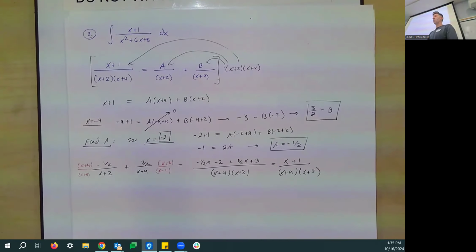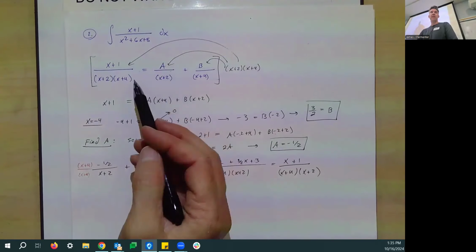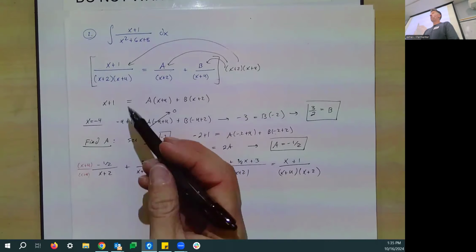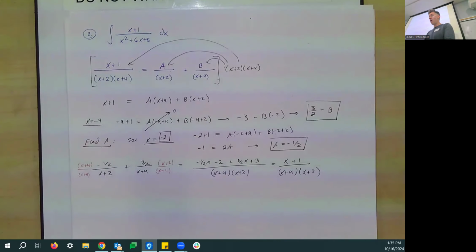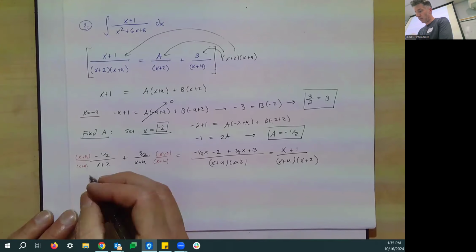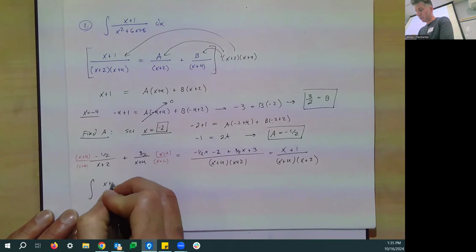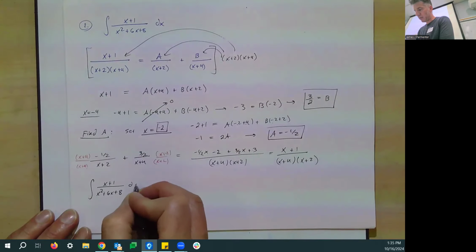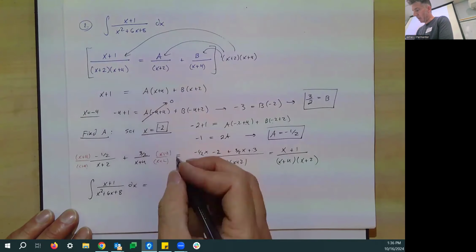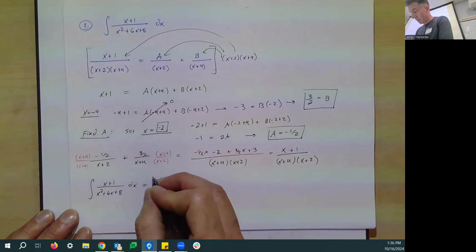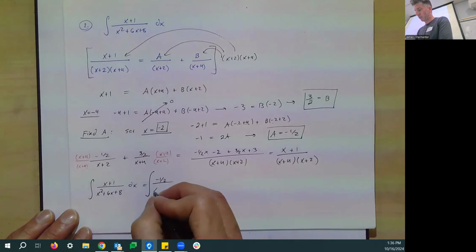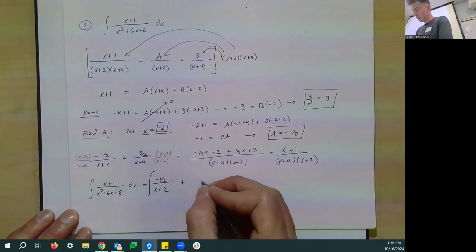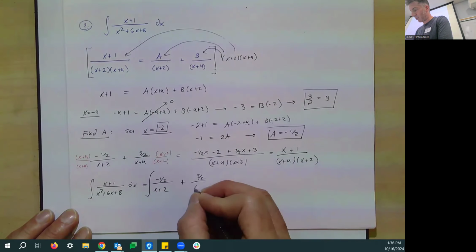So that's what we're doing here. We're just finding the numbers that make this equation true. But then we're going to go back and say, that means that we can rewrite this integral of x plus 1 over x squared plus 6x plus 8 as the integral of -1/2 over x plus 2 plus 3/2 over x plus 4.